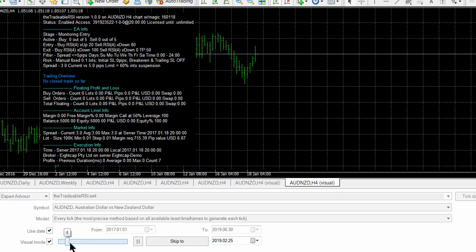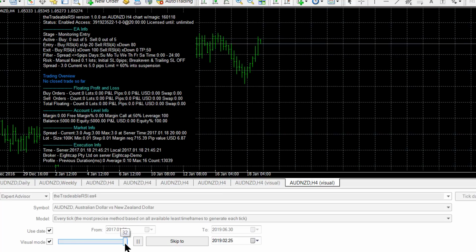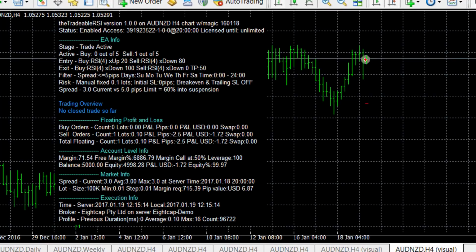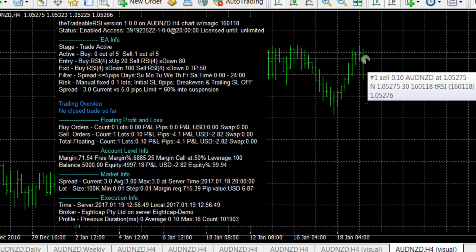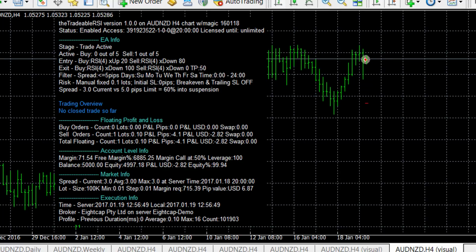So I'm going to increase the speed considerably. There we are. Now you can see the every tick basis being run, but it's still very slow. And now I've increased it to full throttle on this one, and you can see the trading happening. What I'm going to do is slow down completely. It's activated a sell there, but unfortunately it doesn't load the indicator.